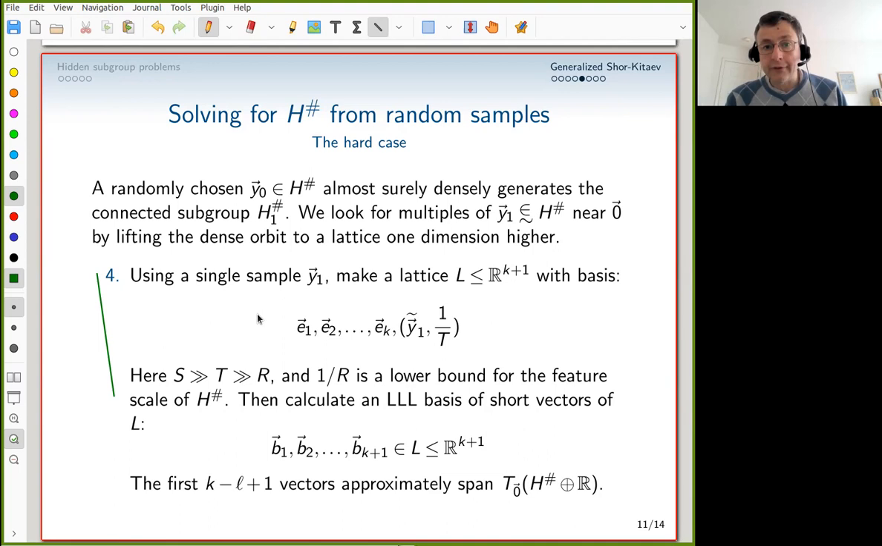So just using one sample, one noisy sample, Y1, make a lattice in the next dimension. What is the lattice basis? Just the standard basis in the first k dimensions. This part is from the torus. Okay, and now if we stayed in k dimensions, we would get a non-lattice abelian subgroup that would be dense, or at least indiscrete anyway, in R to the K with the extra vector Y1. Or at least if it were Y naught, then it would be indiscrete. So I lift it to a controlled lattice. It's a very squished lattice that is meant to resemble this dense orbit of Y1 in the next dimension by adding a 1 over t, where t is another large number.